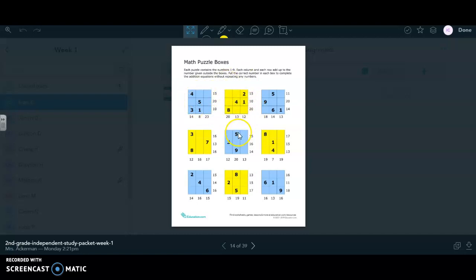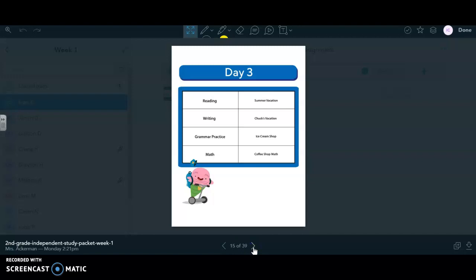That's how I want you to try to work it out on all the rest of these. Remember, you can only have numbers 1 through 9 in here. You cannot repeat the numbers again.